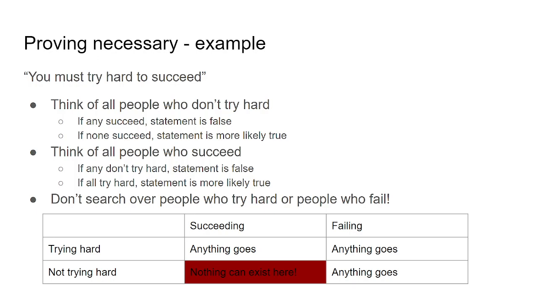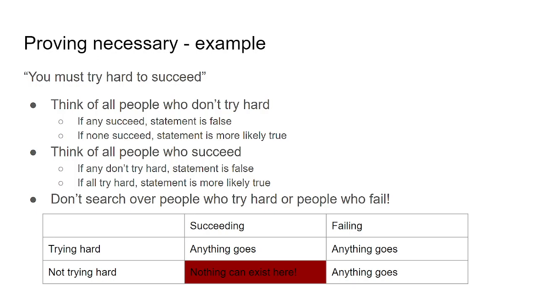And if you're thinking about it not in math logic, you might say, well, if you look at a bunch of people who failed and they all didn't try hard, doesn't that support the idea that it's necessary to try hard to succeed? And that's actually true, but for the opposite reason. The reason it supports the theory is because you've found people who didn't try hard and they didn't end up in the red box. They failed.